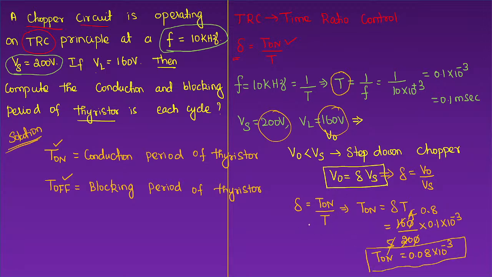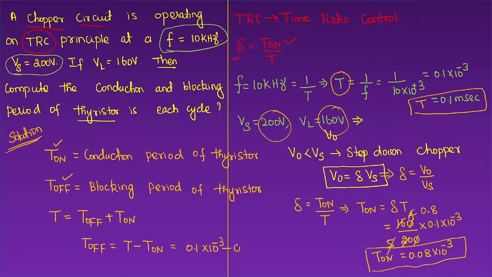Okay, sir. Then what is the off time? That is very easy. Because the overall time period is given, or not? Yes, sir. The overall time period T is equal to off time plus on time. Just now we have estimated the value of on time. So off time can be defined as T minus T on. I know the overall time period, that is 0.1 into 10 power minus 3, minus 0.08 into 10 power minus 3. Yes or no? I hope you all are following the lectures.